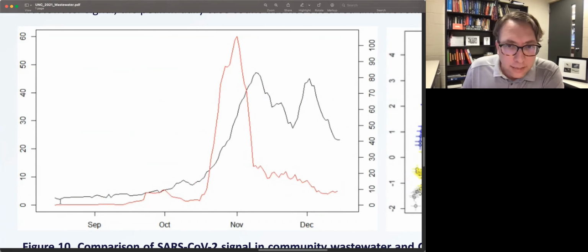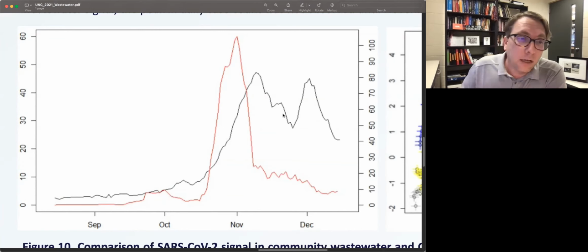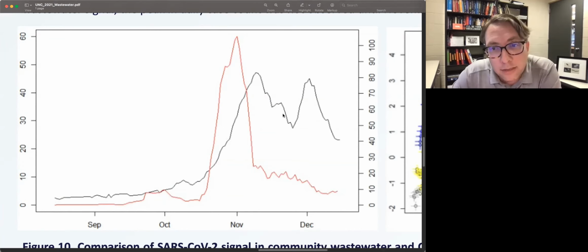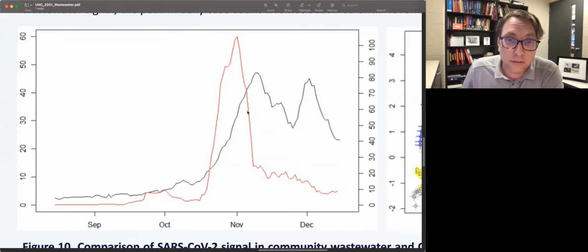You can see that the N1 to PMMOV ratio signal was very low. This is the red line. It was very low for much of September and then began to increase in October. A sharp increase in late October. You'll notice that the case counts were quite low for much of that time and then lag the signal that you see in the SARS-CoV-2. So we were able to determine that the lead time that is available to us, at least in this sewer shed zone, is about 7 to 10 days prior to the onset of cases.